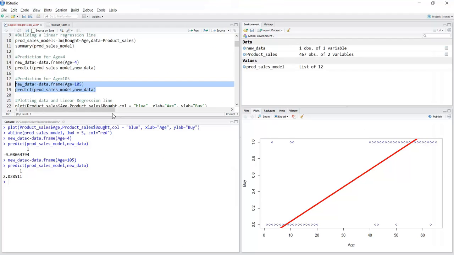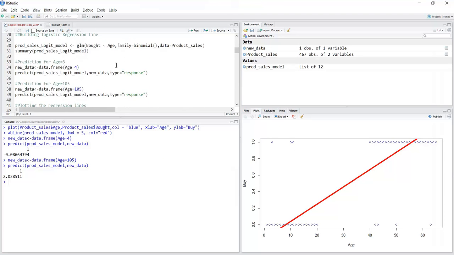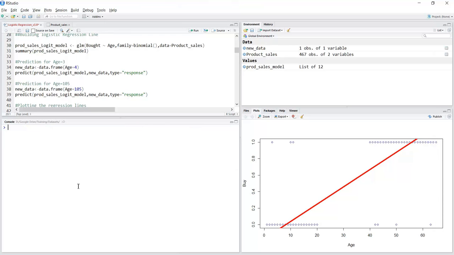Now how do we build a logistic regression line instead of a linear regression line? It is simple. We don't need to write lm. Instead of lm we will write glm, and everything else remains the same. We write glm, which stands for generalized linear models, y versus x. The equation type remains the same. Then data is the dataset name. We are adding family equal to binomial.